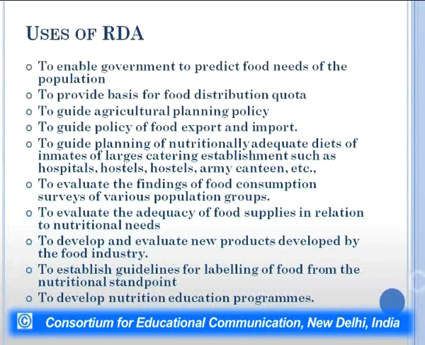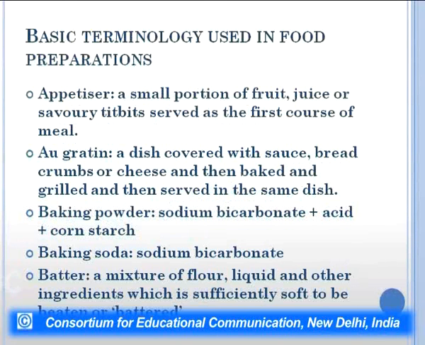These are the uses, you can say large scale uses, but at the level of family also we can provide adequate balanced diet to all the members of the family, and accordingly we can modify the diet. We need not cook separate food for different individuals. We can bring modification in the basic diet to fulfill the nutritional needs of all the members of the family. Now come to the basic terminologies used in food preparation.